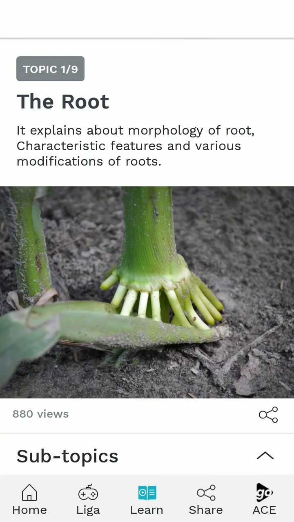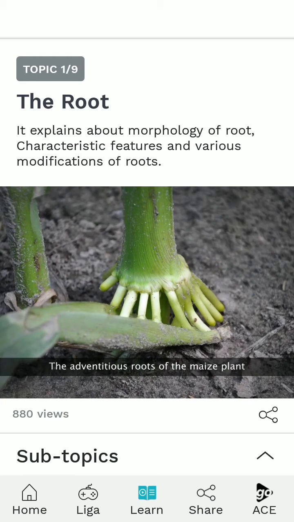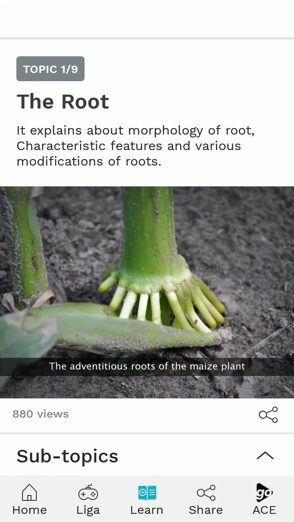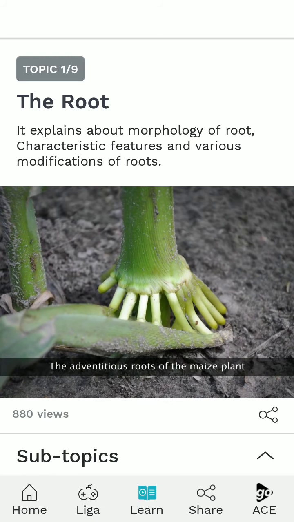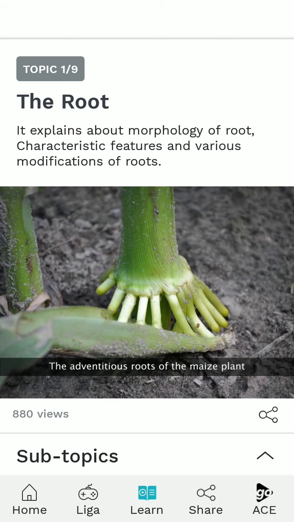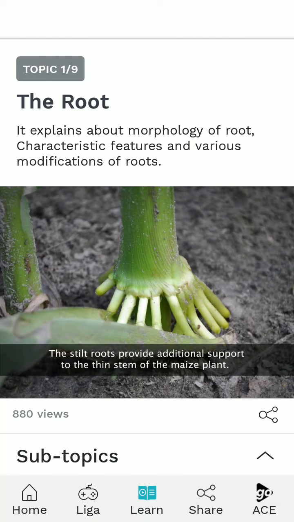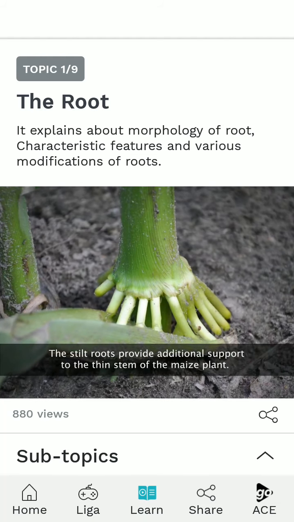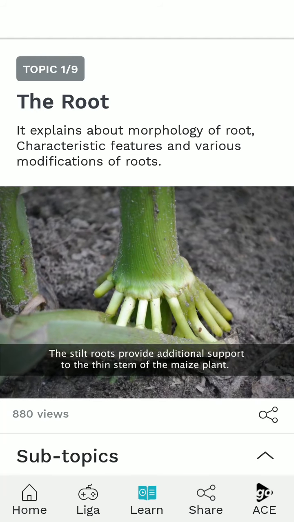Another example of a plant with modified adventitious roots is the maize plant, which gives out clusters of roots from the first few nodes of its stem. These roots are called stilt roots, and they grow downwards into the soil to give additional support to the slender stem of the plant.